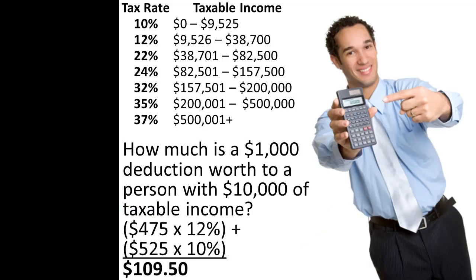In the prior two cases, the quick way to calculate the value of the deduction would have been to simply multiply the deduction by the taxpayer's marginal tax rate. For example, $1,000 times 10% marginal tax rate equals $100 in the first example, and $1,000 times a 37% marginal tax rate equals $370 in the second example. However, this simple approach does not work if the deduction causes the taxpayer's marginal tax rate to change. In that case, part of the deduction will be valued at the higher tax rate, and part will be valued at the lower tax rate.